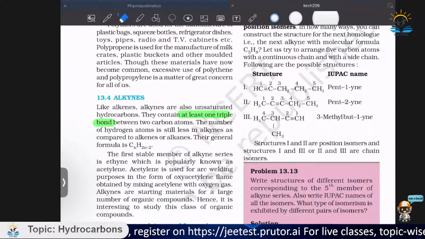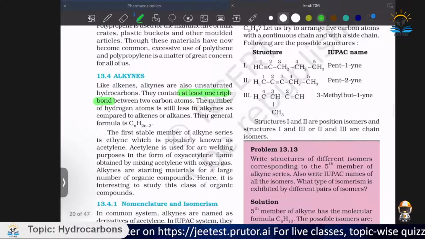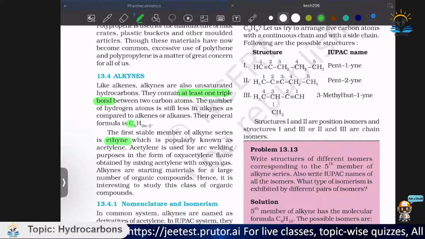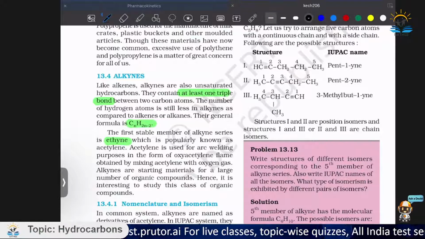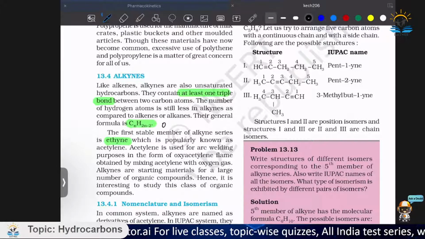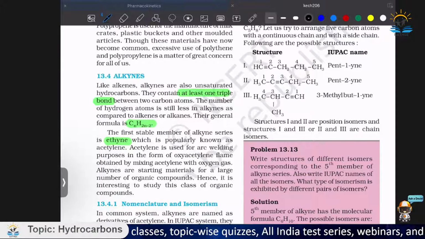We move on to the first stable member of the alkyne series, which is ethyne, because if you put n is equal to 1 in the general formula, it won't make any sense. So the first member is ethyne, n is equal to 2.